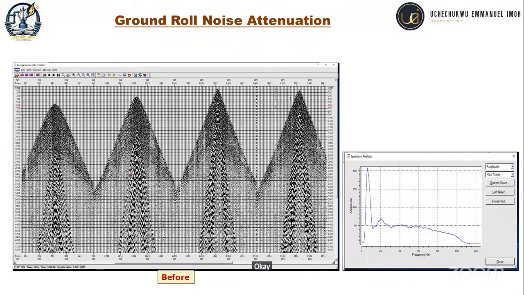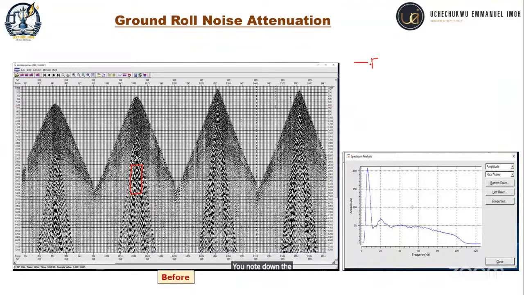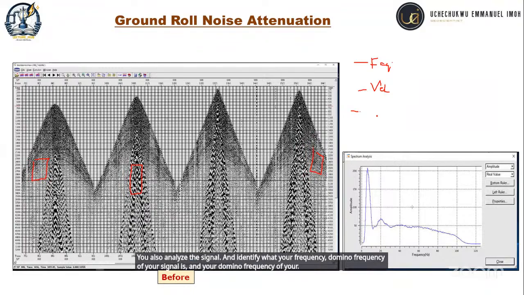Okay, standing out firm in your seismic data. So you analyze the ground roll area in terms of its frequency and velocity content. You note down the frequency in terms of hertz, and then you note down its velocity. You do the same in the area where you have your signals, this area that appears to be clean with no noise. You also analyze the signal and identify what your dominant frequency of your signal is, and your dominant frequency of your major velocity.